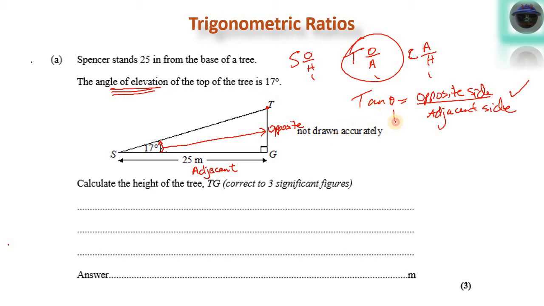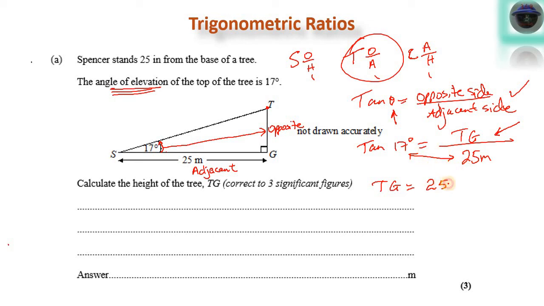Now the theta here represents the acute angle. The acute angle we're given is 17 degrees, so it's going to be tan 17 degrees is equal to the length of the opposite side, in this case unknown as TG, and the adjacent side is known, and that's 25 meters. So if what you want to find is in the numerator, you're going to multiply these two guys here. So TG is equal to, simply multiply tan 17 degrees by 25.